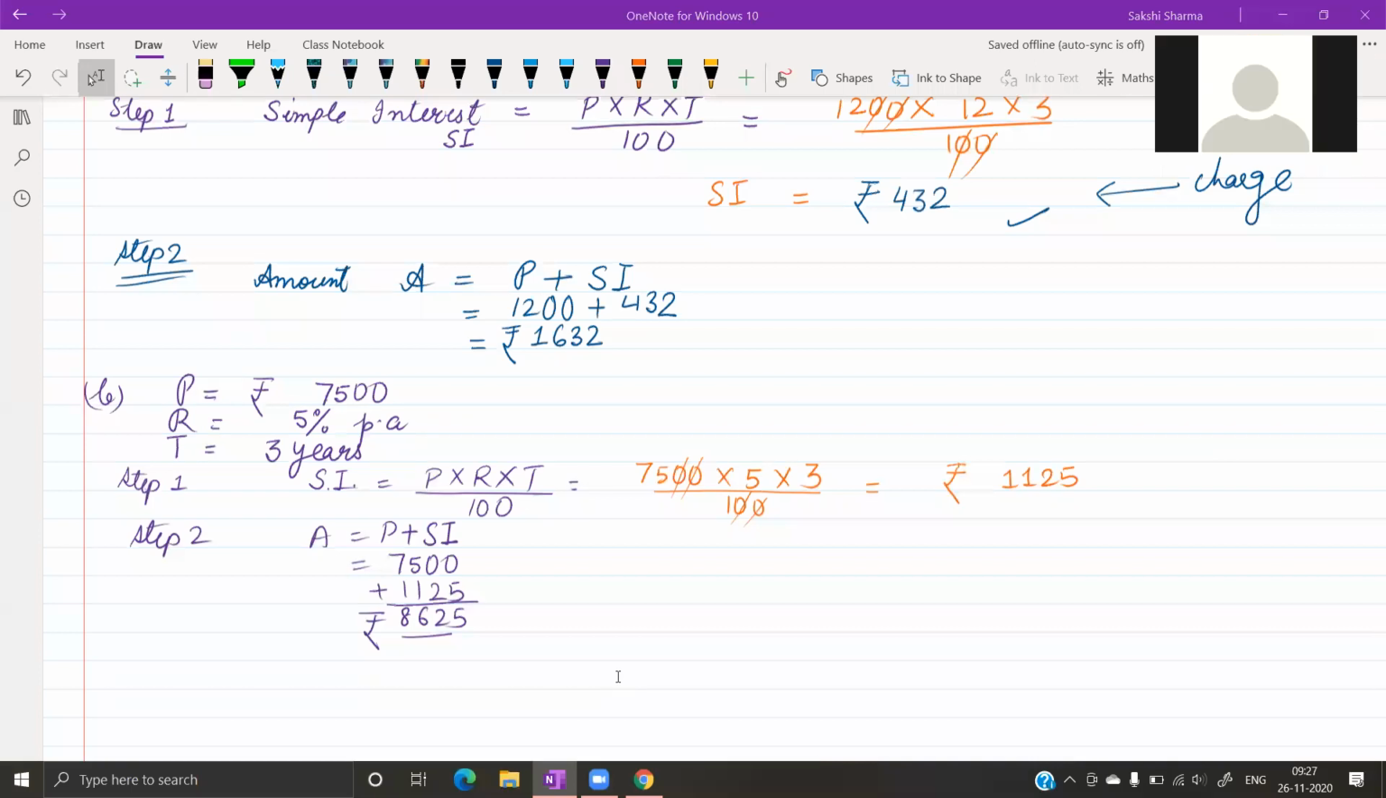Ma'am, this is the amount that will be paid at the end of every 3 years. Yes, the total amount, the total money that the person will have to return. He borrowed 7500 and how much was he charged? Okay, ma'am.